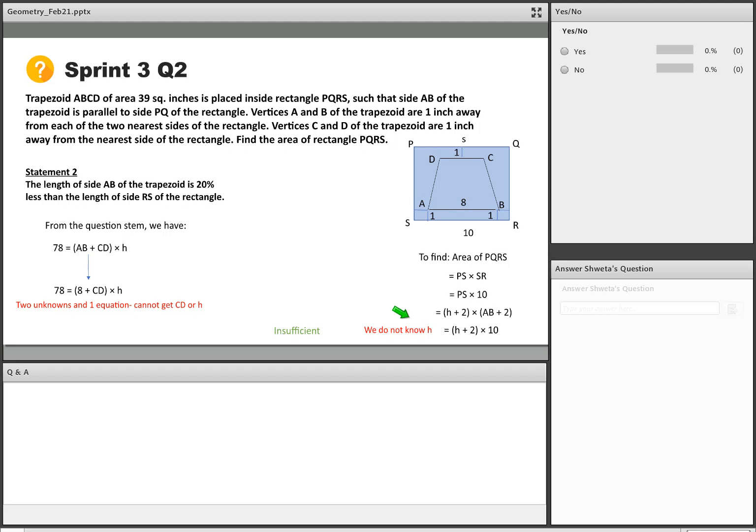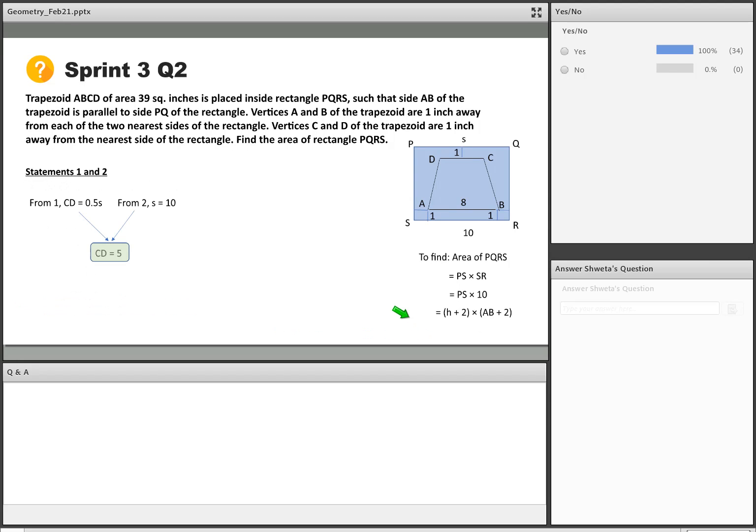Tell me in the yes no poll if statement 2 is now absolutely clear to you. Votes: 100% of the people who are voting are comfortable, absolutely confident about statement 2 not being sufficient. Great. Now with that confidence, let's move on to our next stage, take them together.